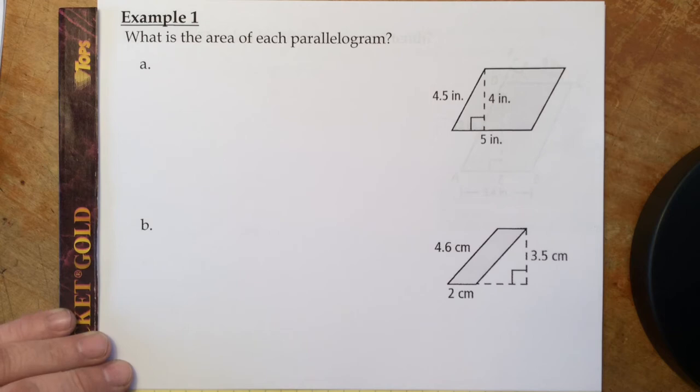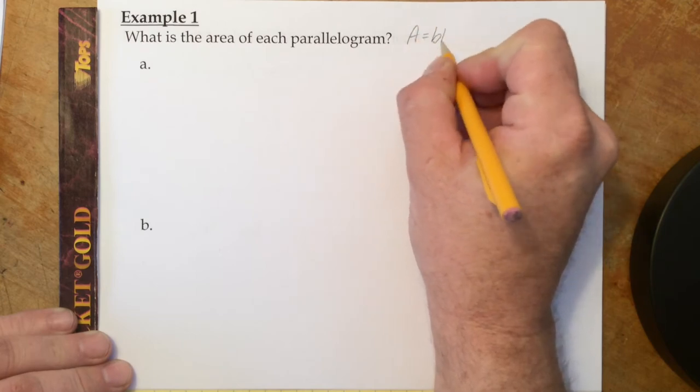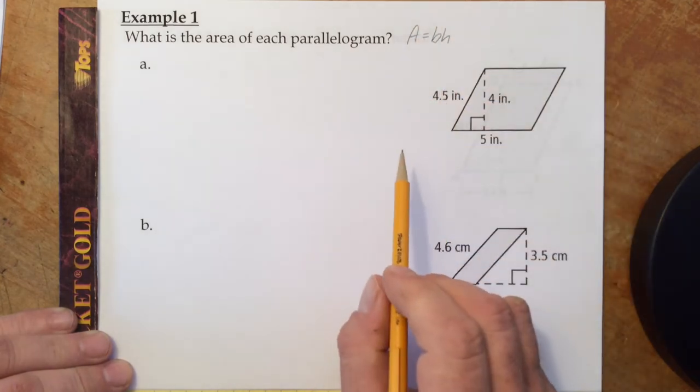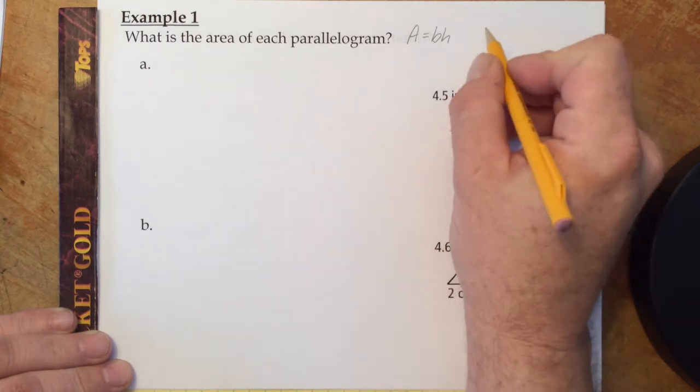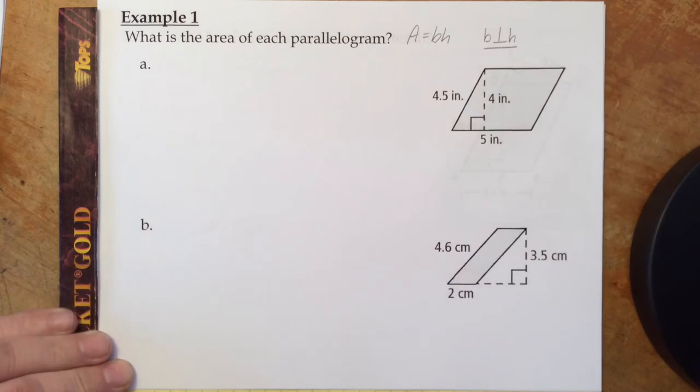Recall that when finding the area of any parallelogram, we can use the formula base times height, or BH, where base and height are always perpendicular to each other. That's true in any figure. The base and height must be perpendicular.